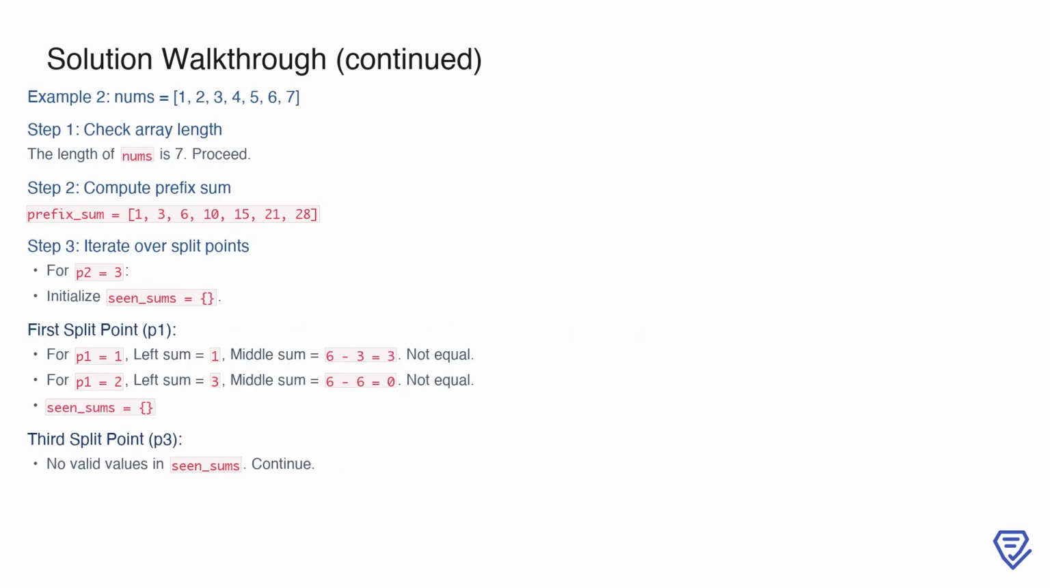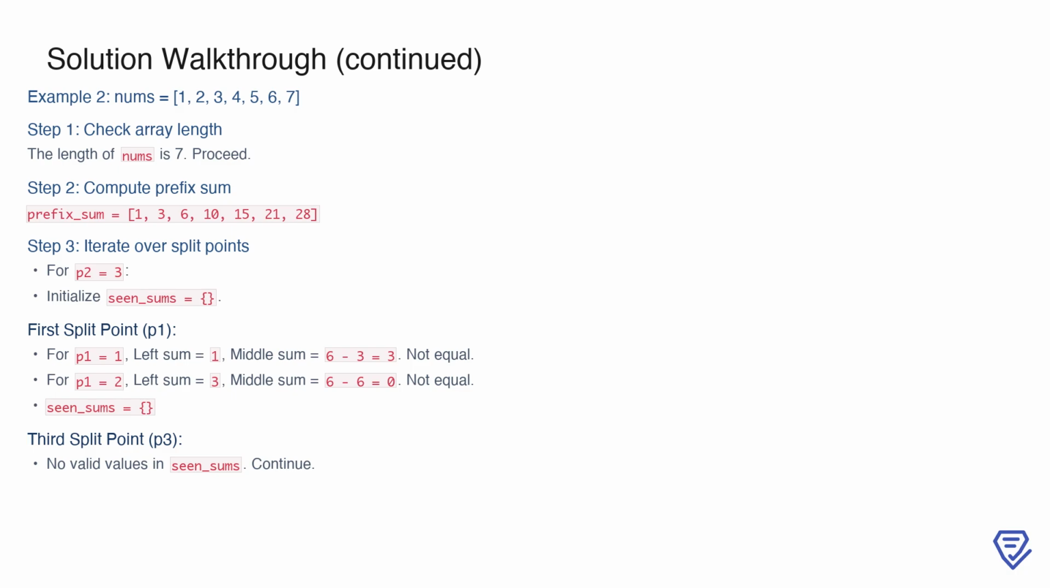Let's analyze a different example with nums equals 1, 2, 3, 4, 5, 6, 7. First, we check the array length, which is 7, so we proceed. The prefix sum array is calculated as 1, 3, 6, 10, 15, 21, 28. Now, setting P2 equals 3 as the second split point, we initialize scene_sums as an empty set. For the first split point, P1 equals 1, we calculate the left sum as 1 and the middle sum as 6 minus 3, which is 3.